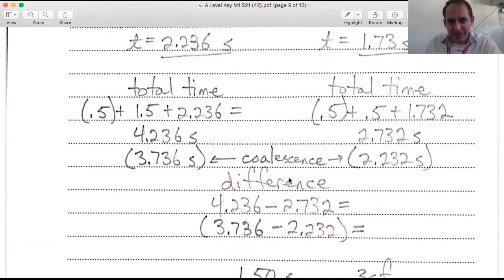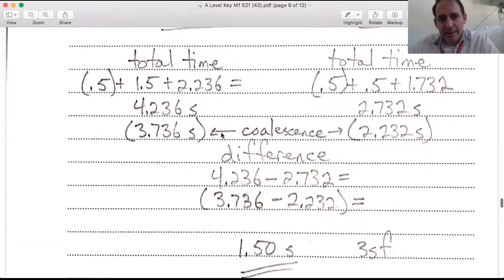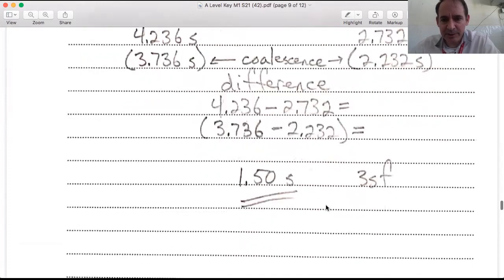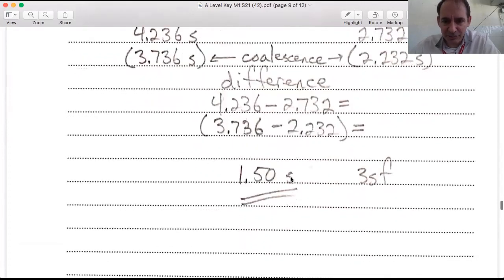Now it's asking for the difference between the two times as when the objects hit the ground. These times here are after coalescence. This, including the 0.5, was before coalescence. Either way, whichever one you do, your difference will still be 1.50 seconds. Make sure you put the 0 because it's to 3 significant figures. 1.50 seconds is the total.